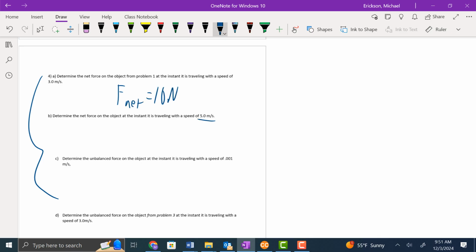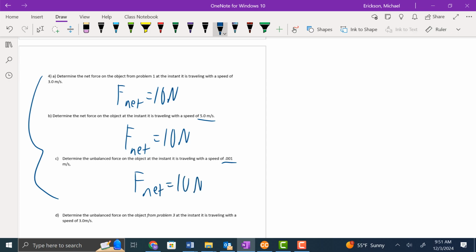In order to get to 5 meters per second, it's not really a question of what does my net force need to change to. It's more like, do I have enough time? Do I have 2 more seconds to get up to that speed? So it's still 10 newtons. When I'm at 0.001, I'm still at 10 newtons.